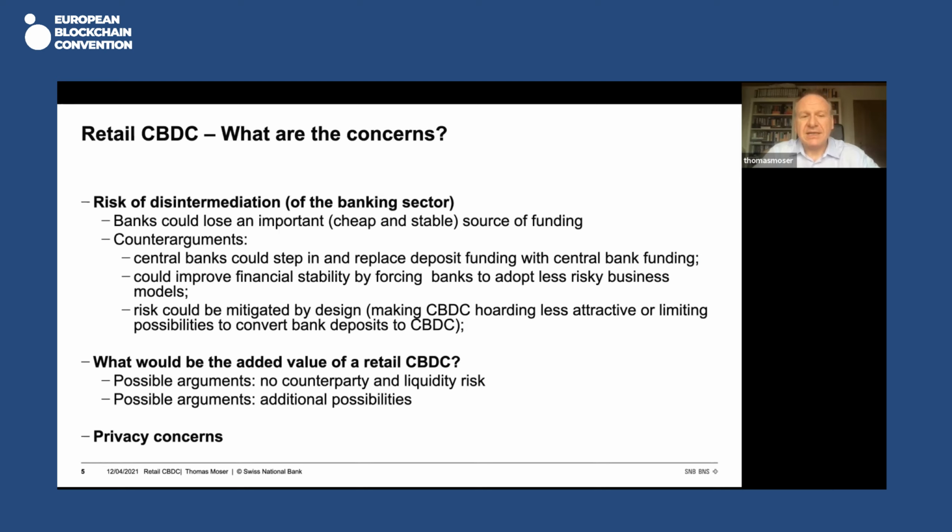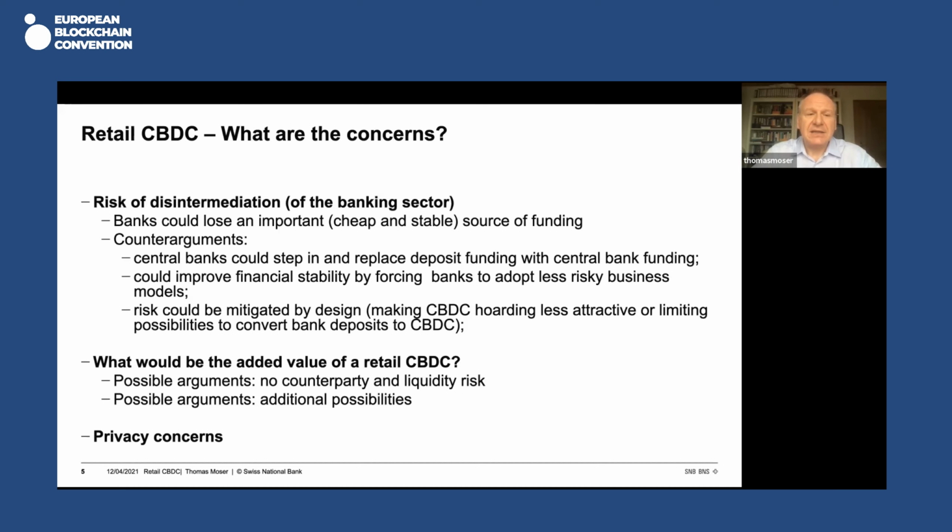Now, if you go into the literature on this risk, then you also find a lot of counter arguments. And I just give you a flavor here of these counter arguments. Some say, well, central banks could just step in and replace the deposit funding with central bank funding. So basically, these type of arguments say, well, it's not such a big deal. Central banks just provide the funding to the commercial banks. And then there are other lines of argument that say, well, actually, that could even be a good thing, because in order for the commercial banks to keep the funding, they would have to change their business model, especially they would have to become less risky, and that would actually improve the stability of the entire system.